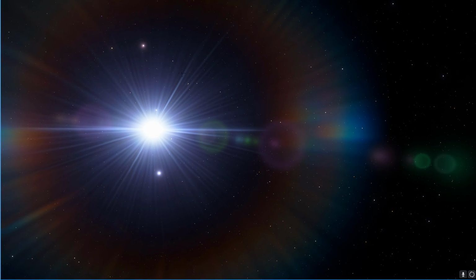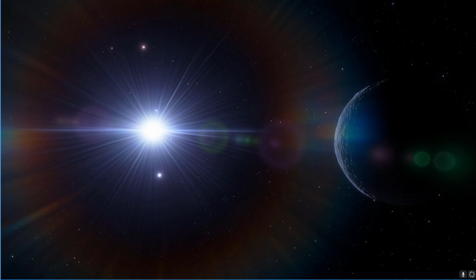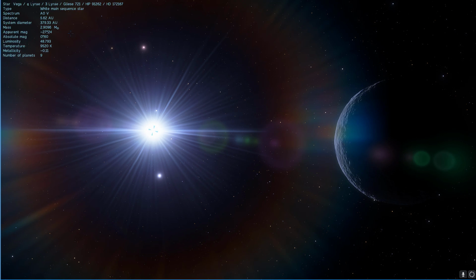So there's Vega in the distance. How long will it actually live compared to our own sun? In other words, compared to our sun that has a total lifespan of about 9.5 billion years, how long will this star live, assuming that we know its mass, and I guess in this sense, its luminosity as well?